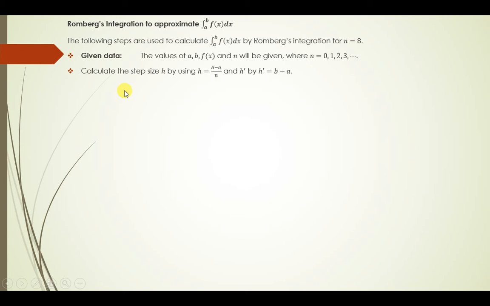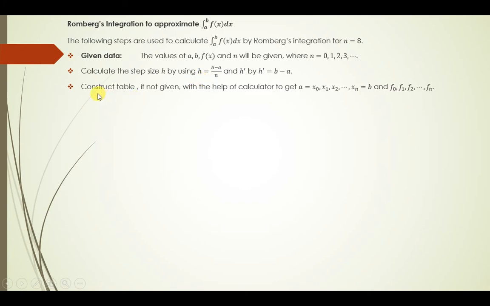Secondly, you need to calculate the step size h, and the step size will be calculated by this formula: b minus a divided by n. The new thing in Romberg's integration is that we need to calculate h prime. H is the step size, and h prime is not the same as the step size. H prime is actually the difference between the two limits, upper limit minus lower limit, b minus a. So we need to calculate h prime along with h, the step size.